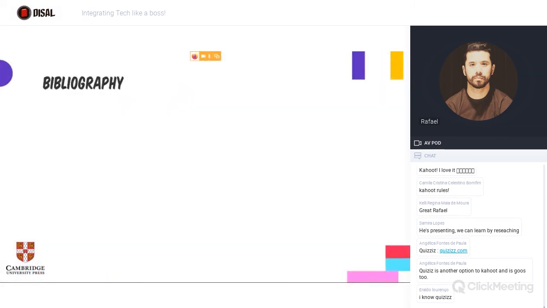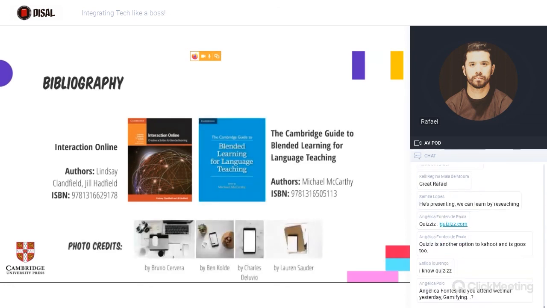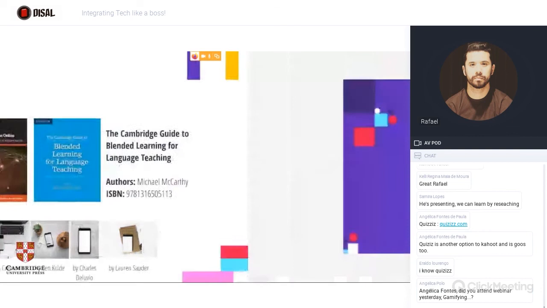I'd like to show you the bibliography used for this presentation. The reference books are Interaction Online and the Cambridge Guide to Blended Learning for Language Teaching. I'd also like to give credit to all the photographers who made their photos available for use.